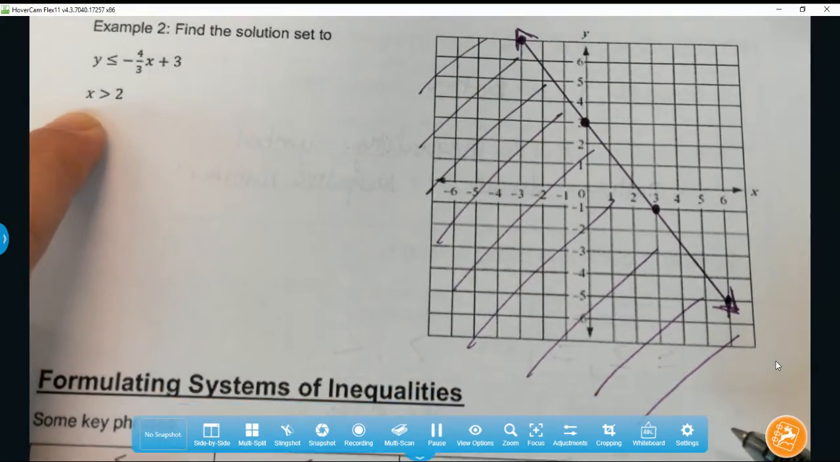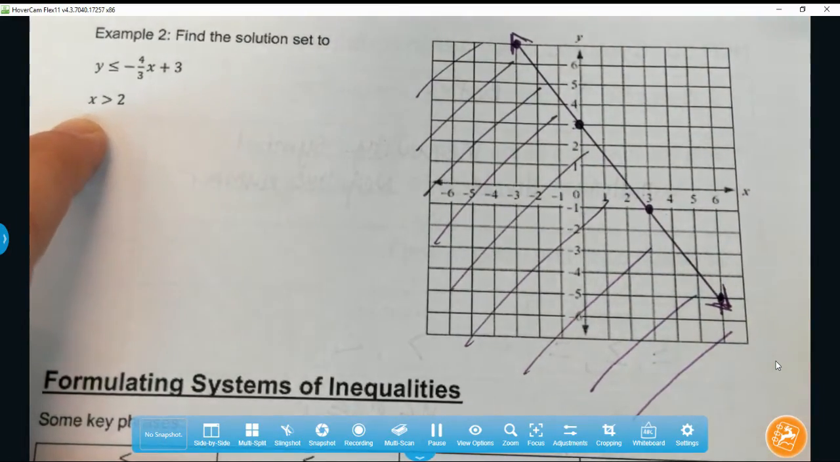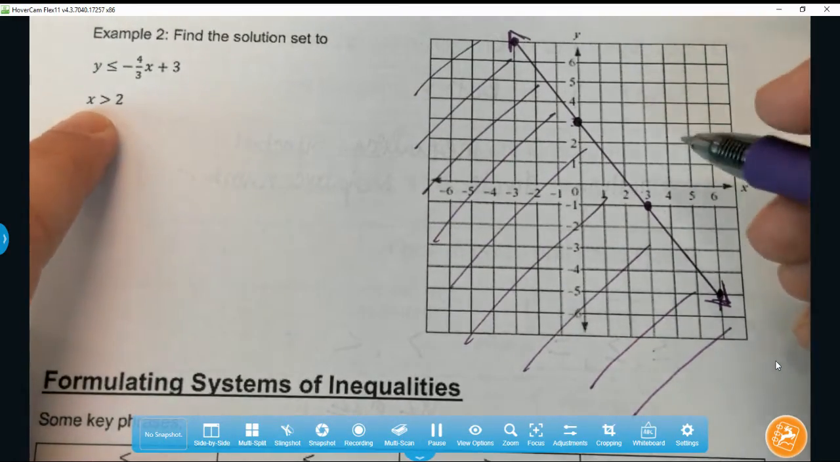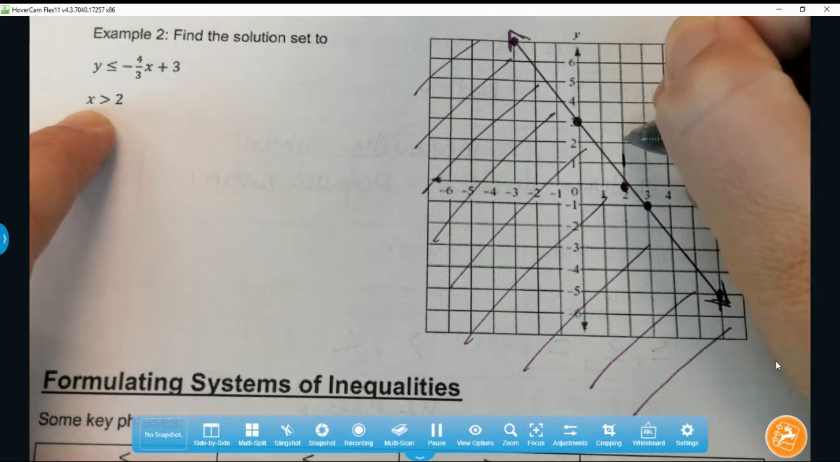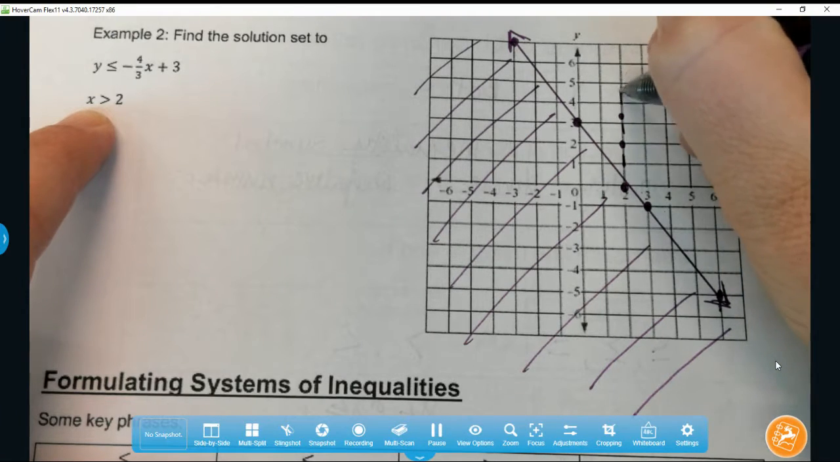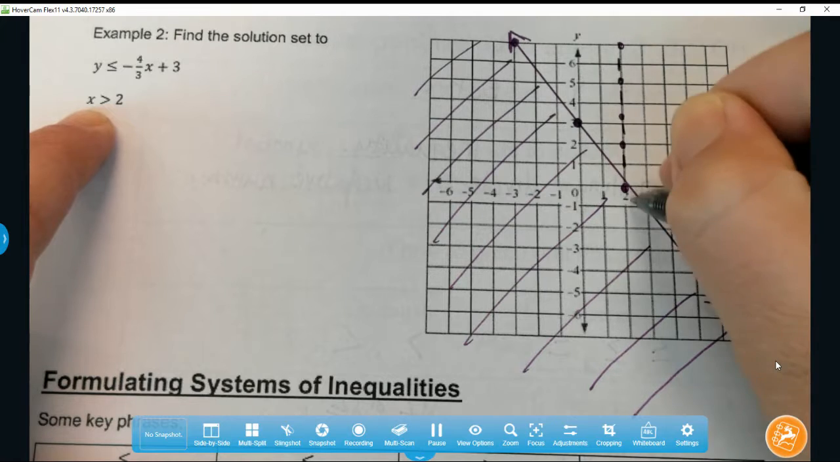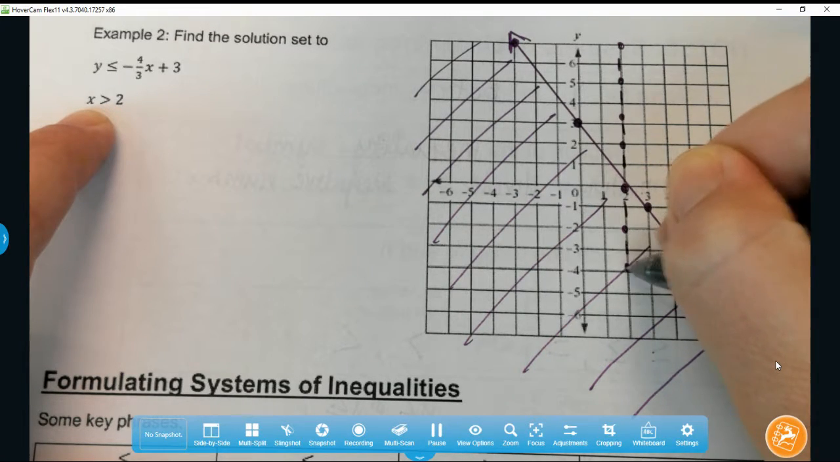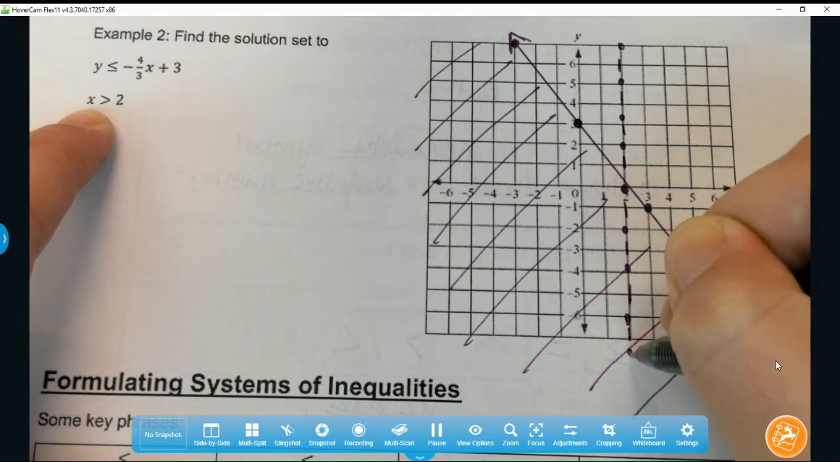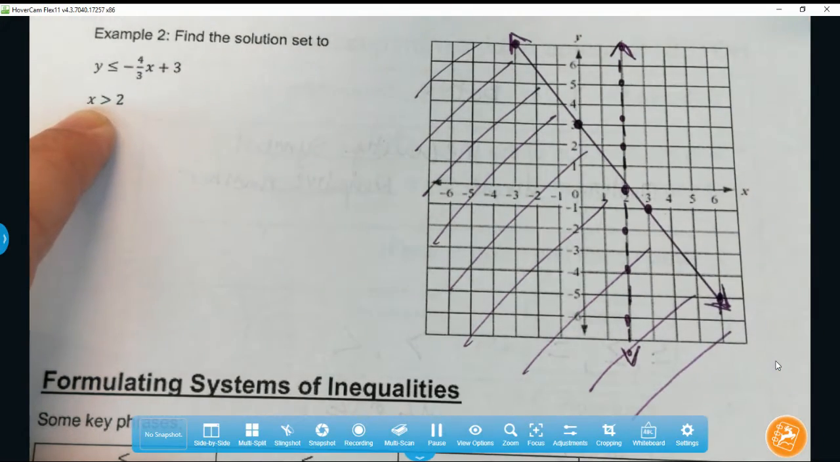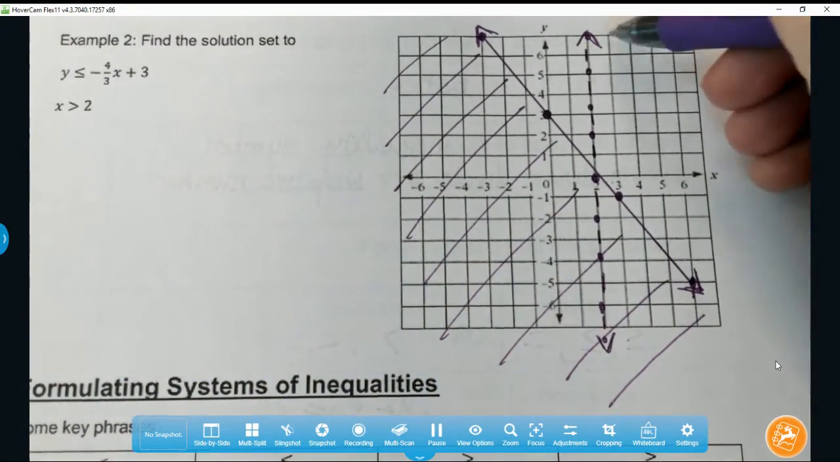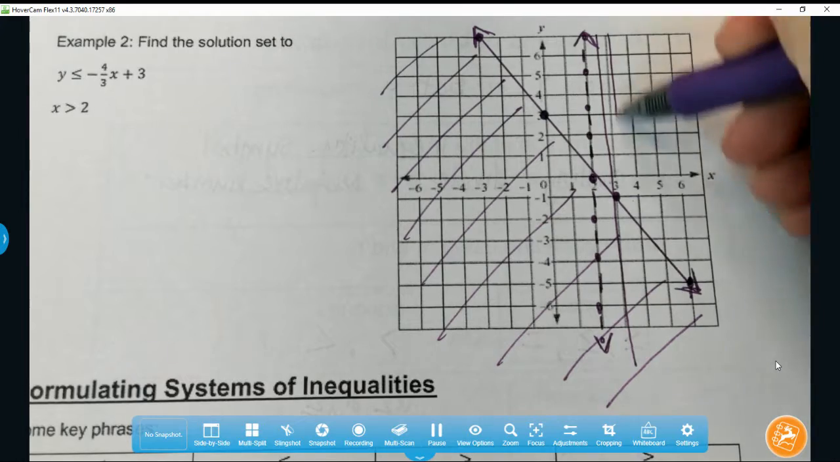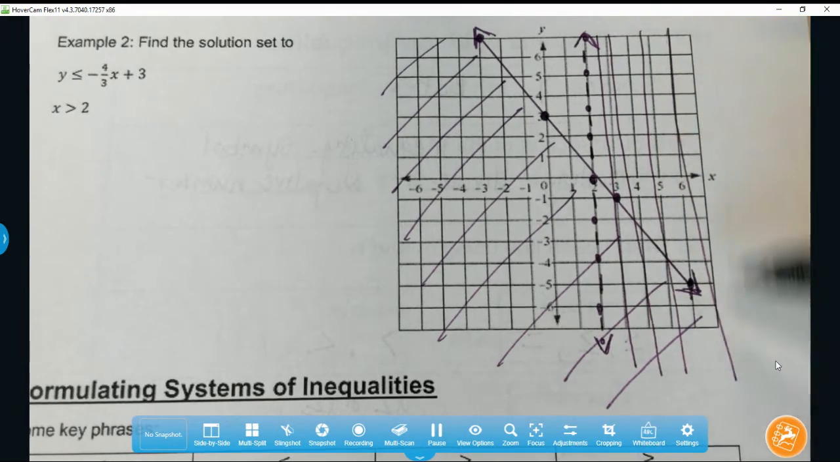X is greater than 2. Don't let this trick you. That is a vertical line, just like it always is. Greater than, that's going to be a dashed or dotted, whichever one you want to think of. Vertical line going through 2. And then it is greater than, so that's going to be shaded on the numbers side. That's going to be more than the 2, which would be over here to the right. It's a little bit different when it's a vertical line, but I know we can handle it.